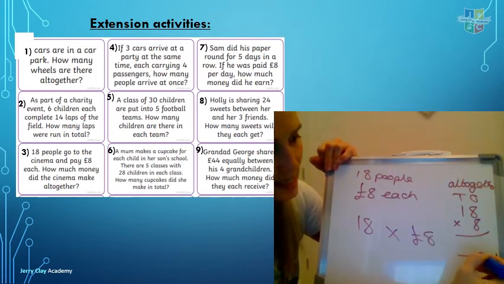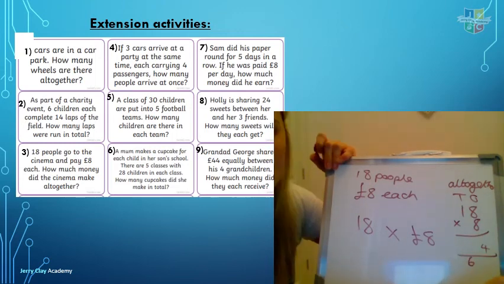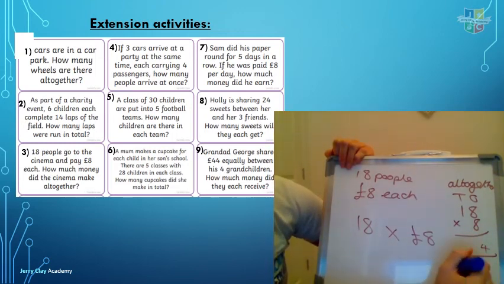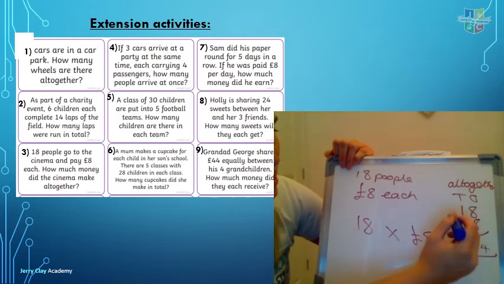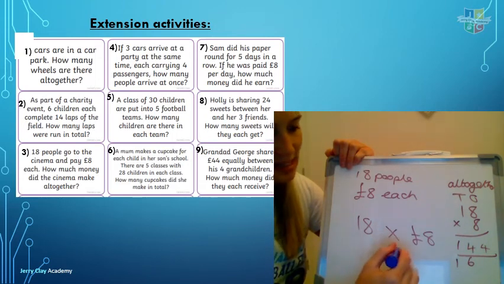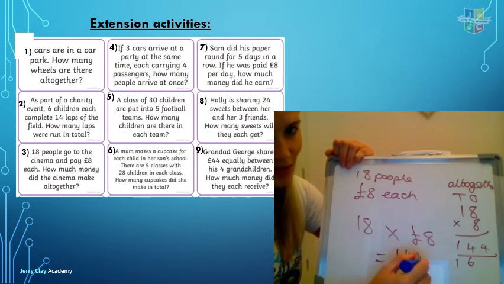I know 8 times 8 is 64. 1 times 8 is 8. Add your 6 is 14, and then there's nothing times 8 is nothing, add your 1, so your answer is £144 altogether.